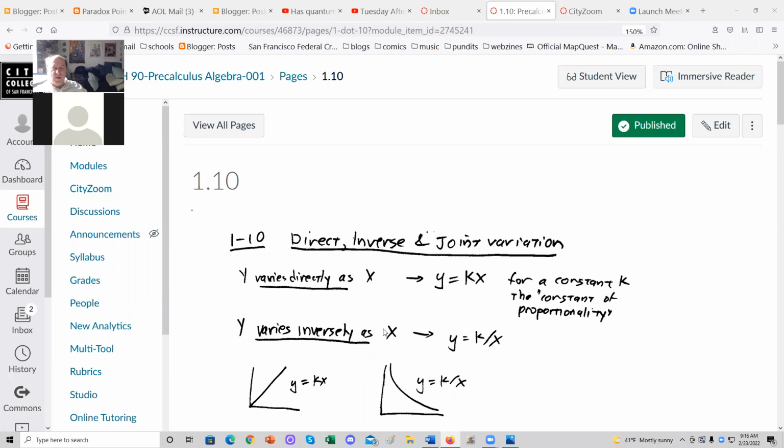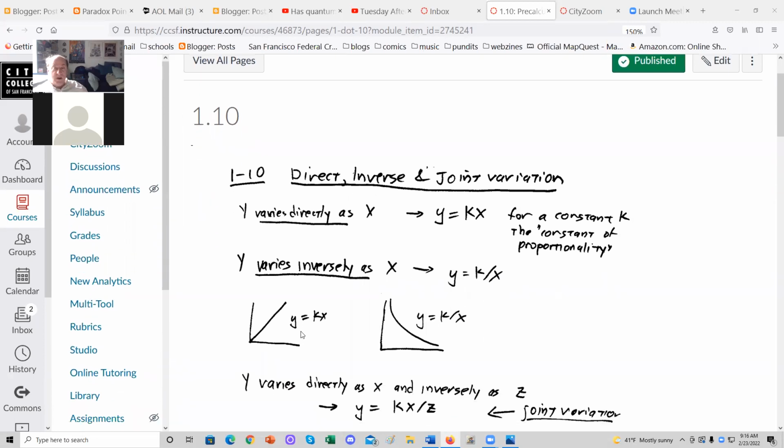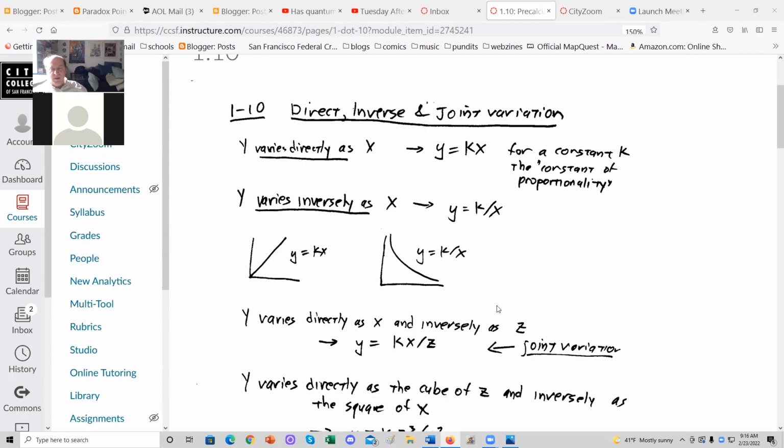Y varies inversely as x means that when you double x, you halve y. Y equals a constant k divided by x. Again, k is the constant of proportionality. The equation y equals kx is a straight line through the origin with slope k. The equation y equals k divided by x is this hyperbola. There we have that. Now, we could write this, by the way, as xy equals k.